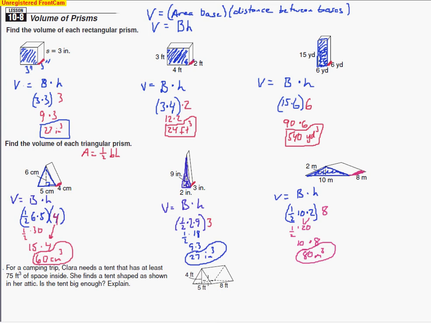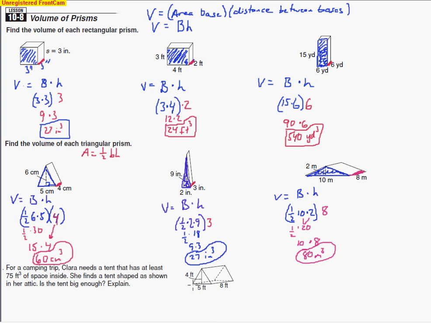Well, the last problem is just a word problem, but they give us a picture. And I like this picture because you can really see the other base. It's the hidden lines that are in there and help you see it. So for a camping trip, Claire needs a tent that is at least 75 feet cubed of space inside. She finds a tent shaped as shown in her attic. Is the tent big enough?